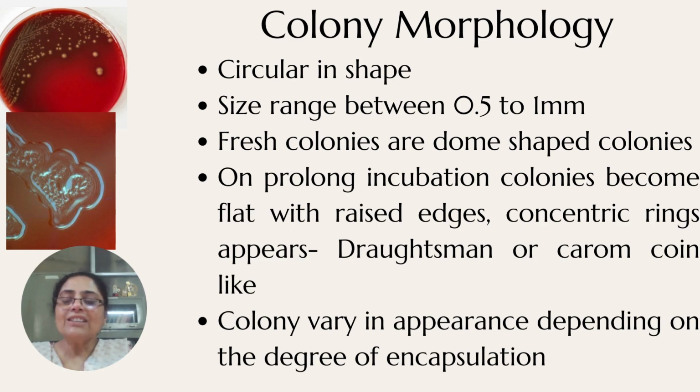If we are growing it on a solid medium like blood agar and all the media that I have mentioned, then on all those media it will have circular colonies. The colonies will be circular in shape. Size range will be between 0.5 to 1 millimeter. Larger colonies are observed in case of encapsulated or virulent strain. So we will be reading it in the next slide.